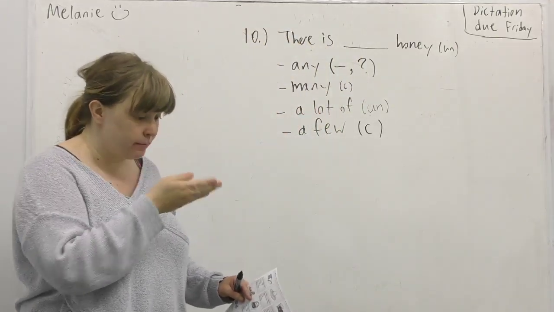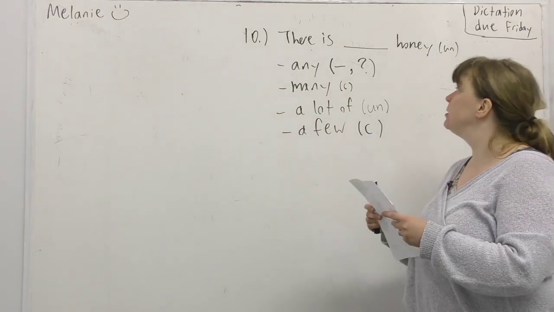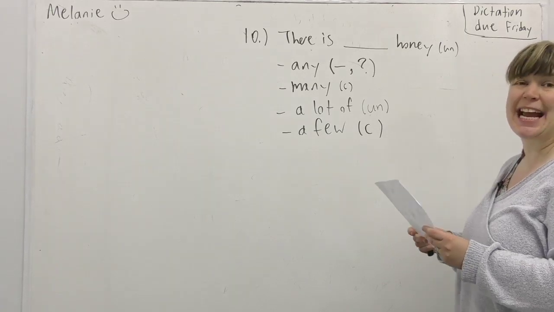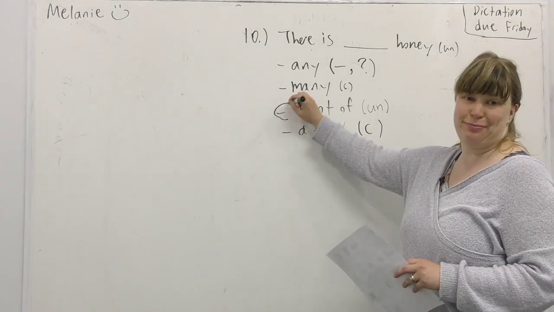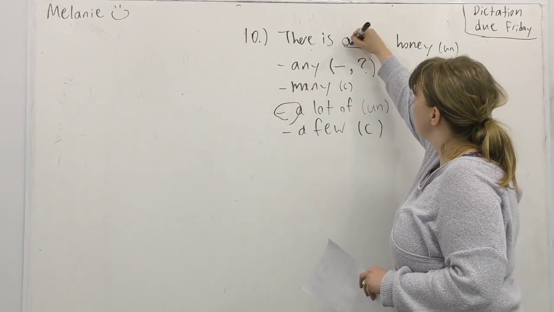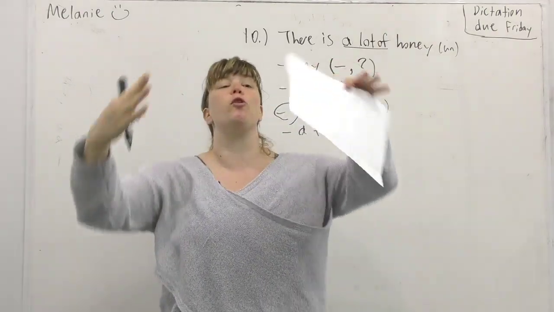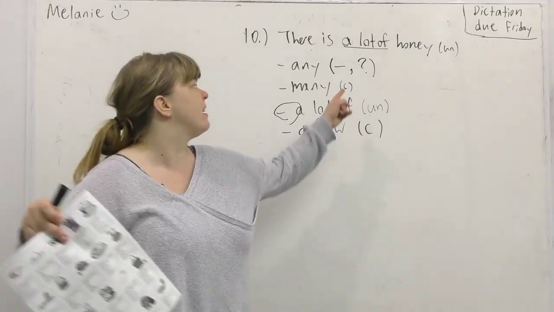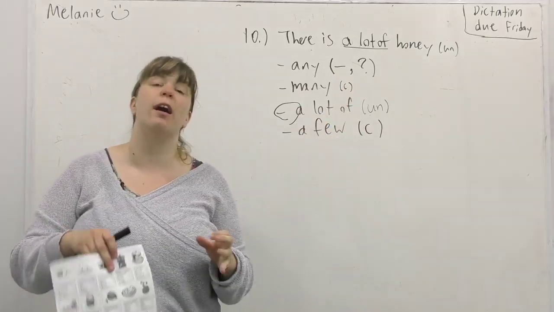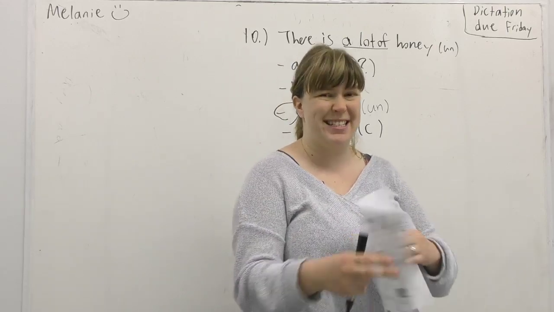Oh, pardon me. Okay. All right, I see someone has answered. Excellent. There is a lot of, excellent, good job. There is a lot of, so that means this pot is full of honey, spilling over. There is a lot of honey, because we use a lot of for uncountable. Good job, guys. Thank you for your participation.